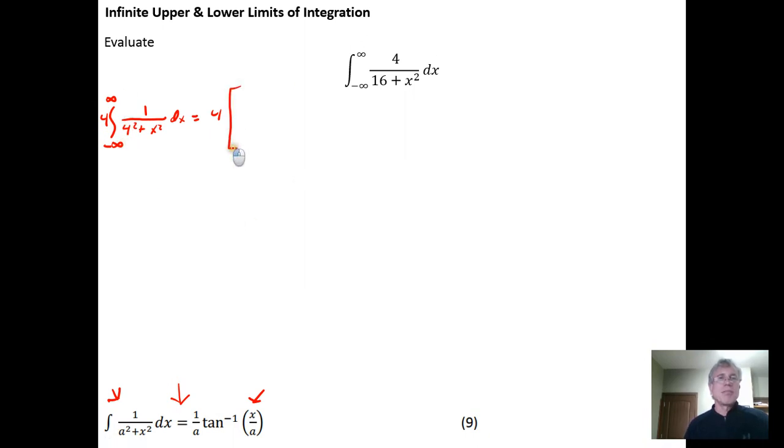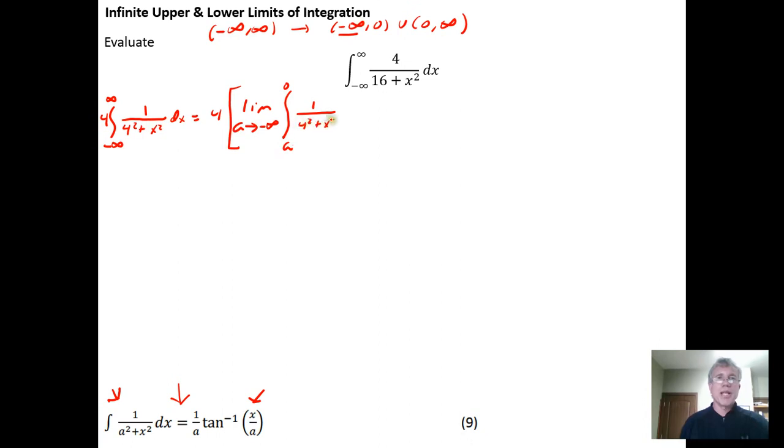What I'm going to do is break this integral from negative infinity to infinity into two. I'm going to go from negative infinity up to 0, and then from 0 to infinity, and we'll attack the integral by taking the sum of two integrals using these as the limits of integration. So I'm going to take the limit as a approaches negative infinity of the integral from a to 0 of 1 over 4 squared plus x squared dx, and then plus, I'm going to pick right up at 0 and run to b.